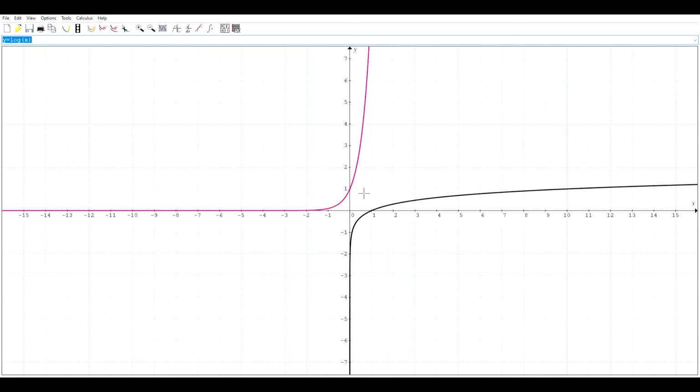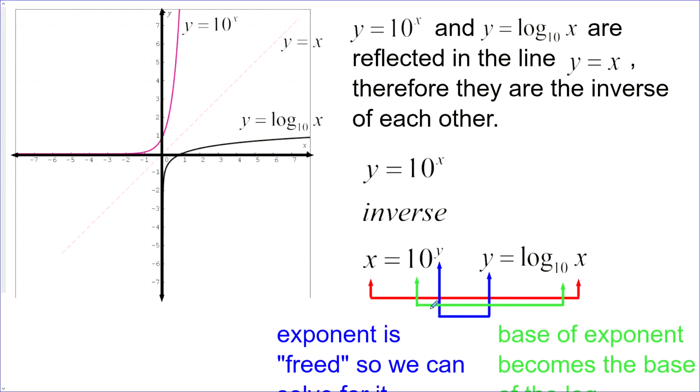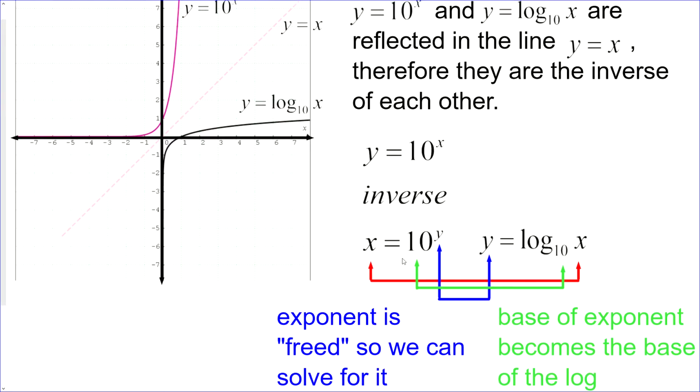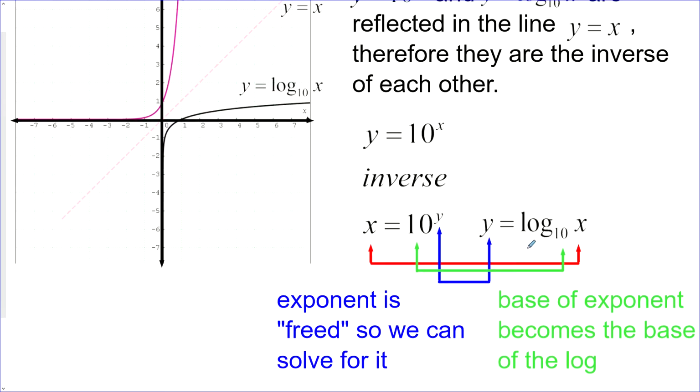Looks like this one is a reflection of this one in the line y equals x. Now, if it's a reflection in the line y equals x, what does that mean? Since they're reflected in the line y equals x, they are the inverse of each other. So if we have y equals 10 to the power of x, the inverse is x equals 10 to the power of y. Now, to get the y out of the exponent position, we've had to invent the logarithm function.